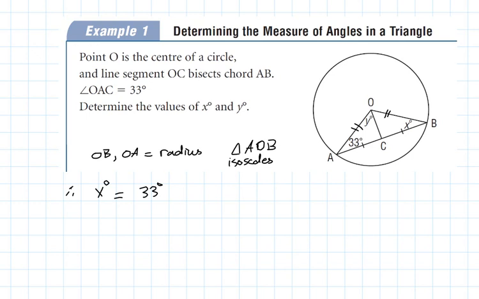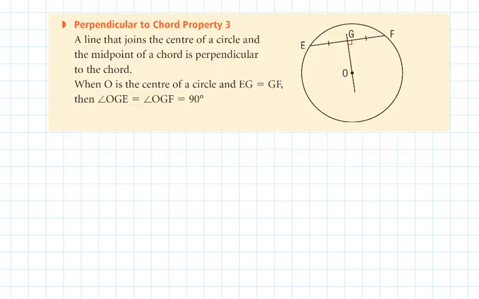Now let's look at which property would be useful. So we know this is a chord, and we know that this line OC goes through the center of the circle. So which of these properties would work? That would be property 3, because property 3 tells you if you have a chord and it's bisected by a line that goes from the center of the circle to the chord, that means this angle is 90 degrees.